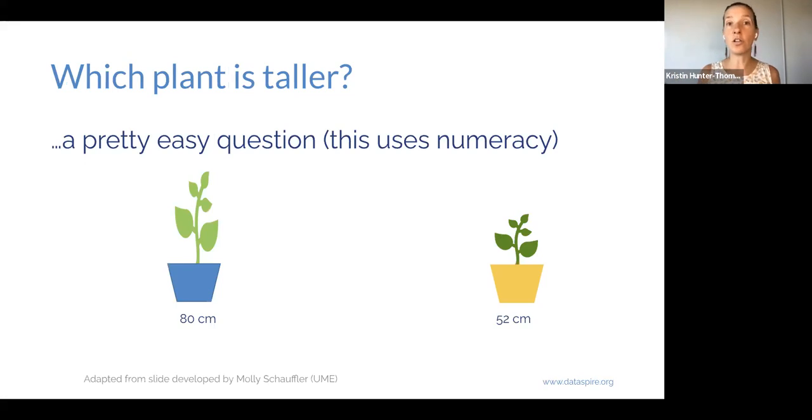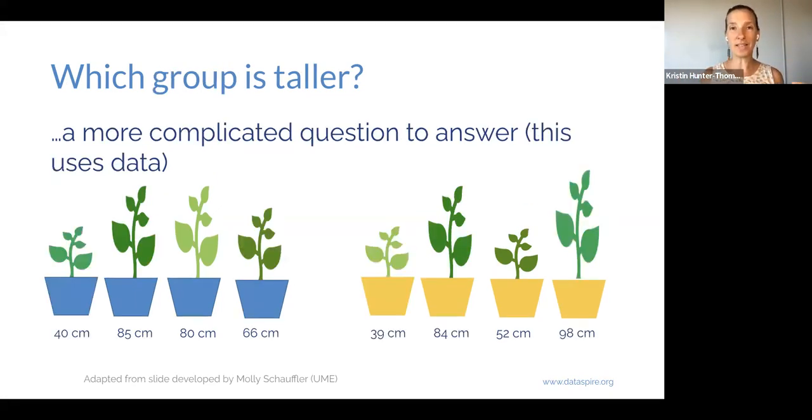Which plant is taller? If we've measured the height of the plant and we know our basic numeracy, subtraction, we can figure out what the difference is between 80 centimeters and 52 centimeters. And that can give us the answer to which plant is taller. Which group is taller is a more complicated question.